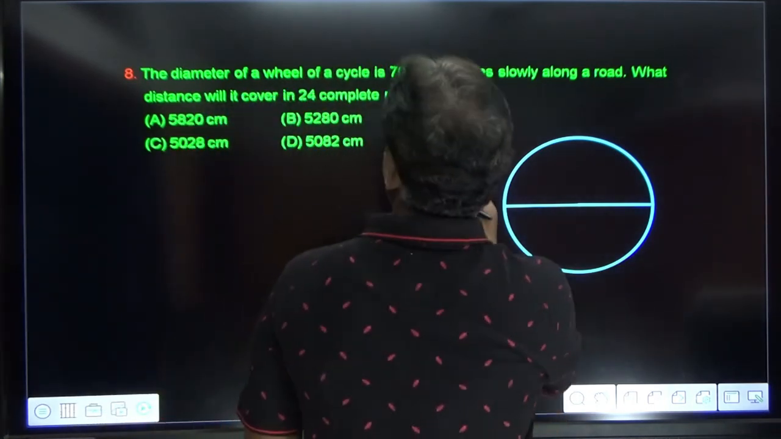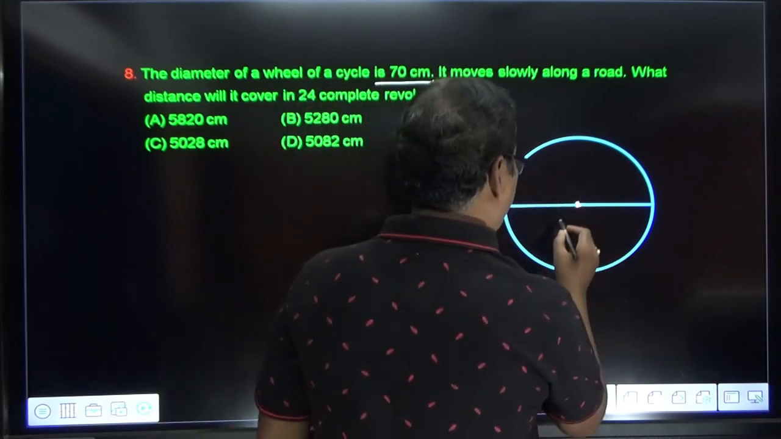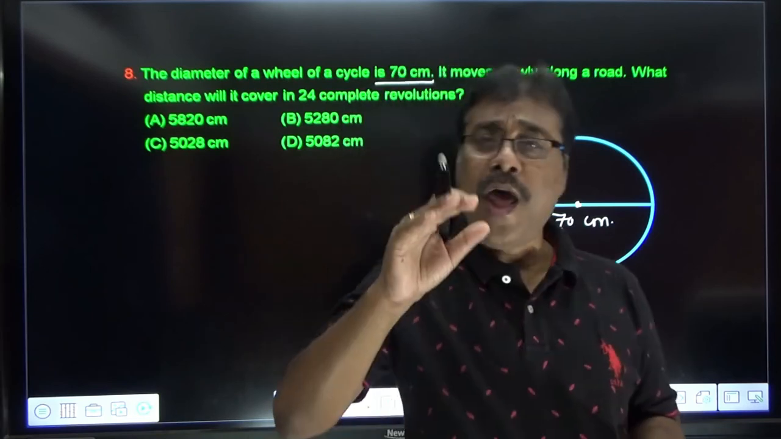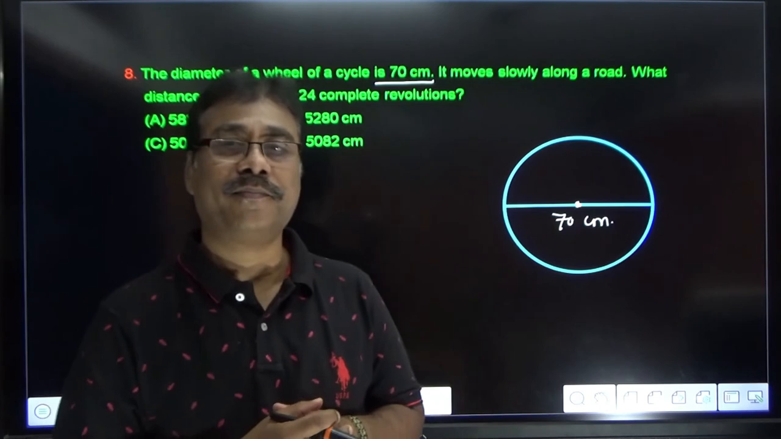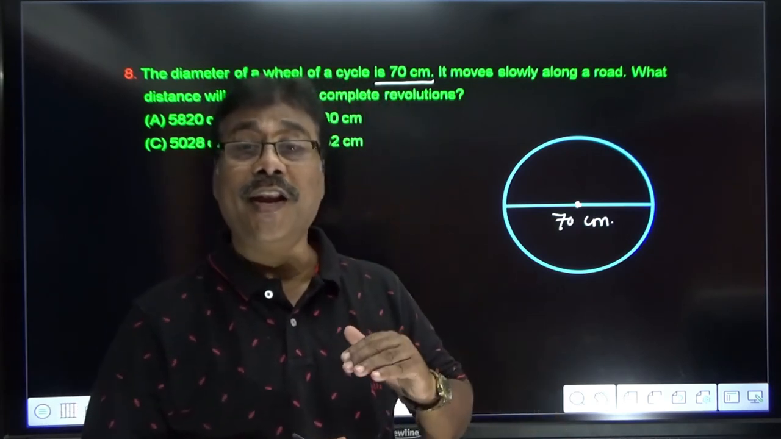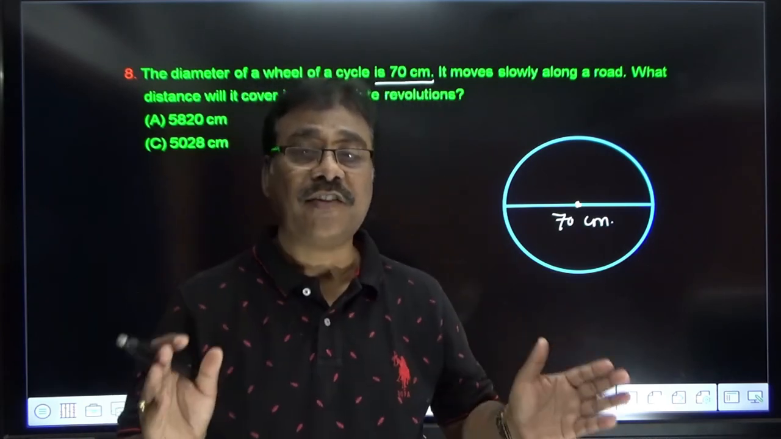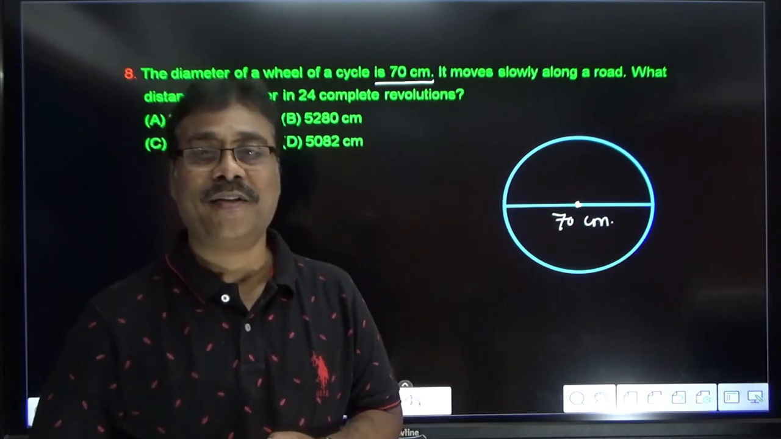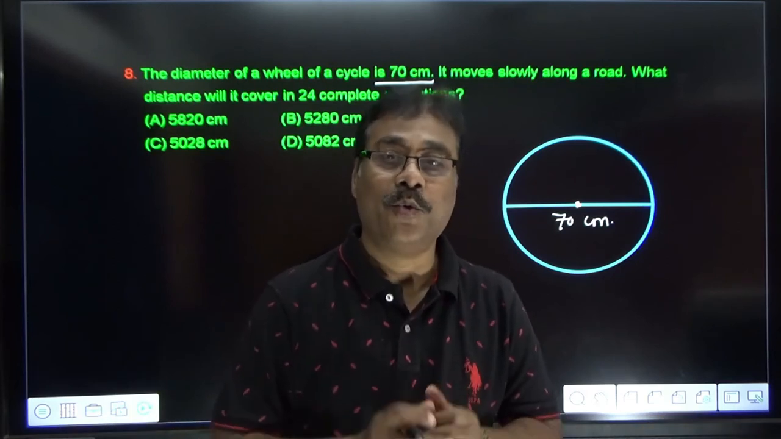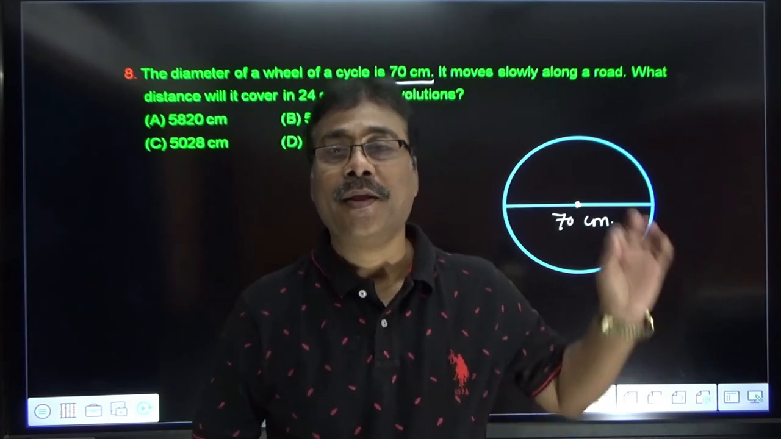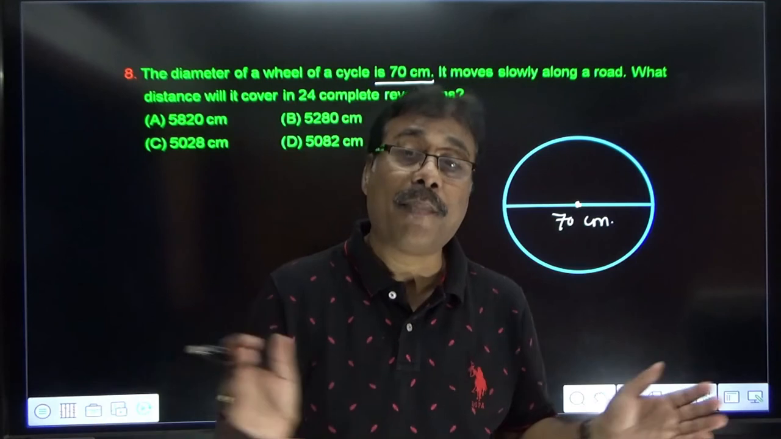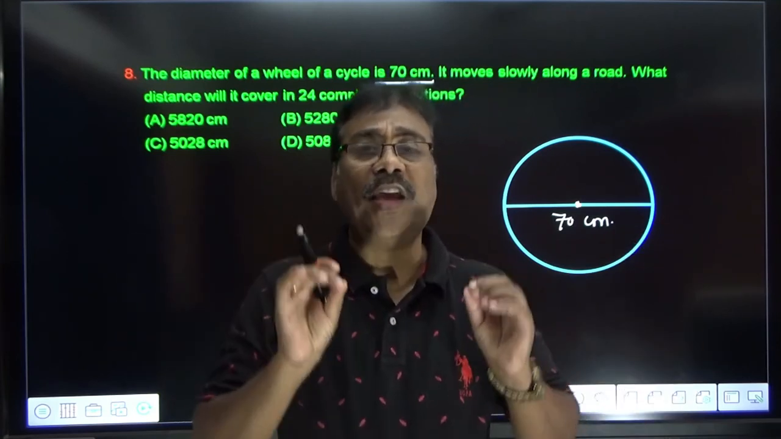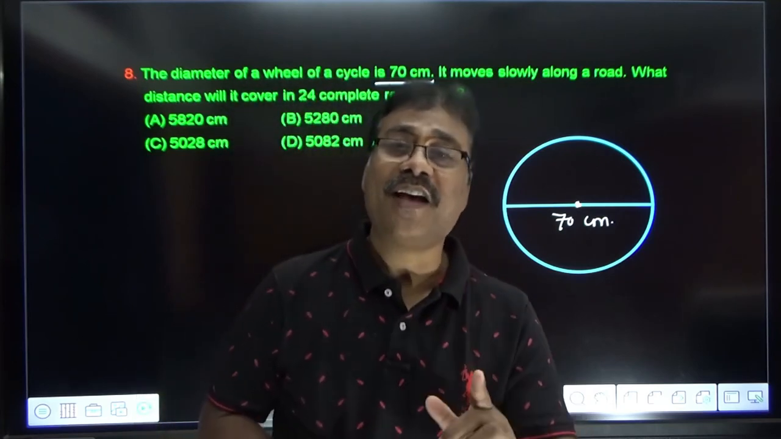See, it is given that the diameter is 70 cm. This one is the diameter, that is 70 cm. Do you have any idea? In one revolution, how much distance does it cover? If a wheel makes one revolution, how much distance is it covering? Yes! It is the circumference of the wheel. And how will we find the circumference? 2 pi r or pi into d. In the question the diameter d is given, so I can use the formula pi into d. That is what you should know first. In one revolution, a wheel covers a distance equal to its circumference.